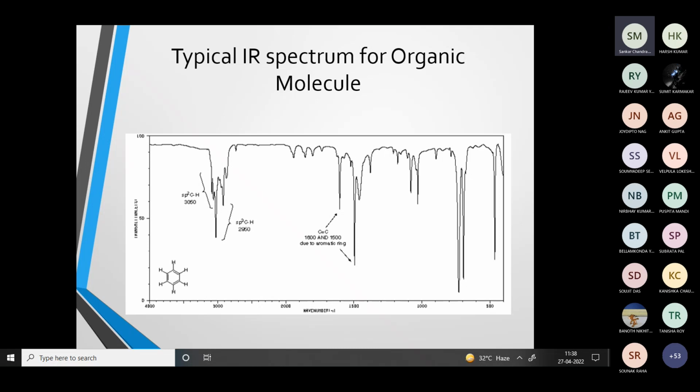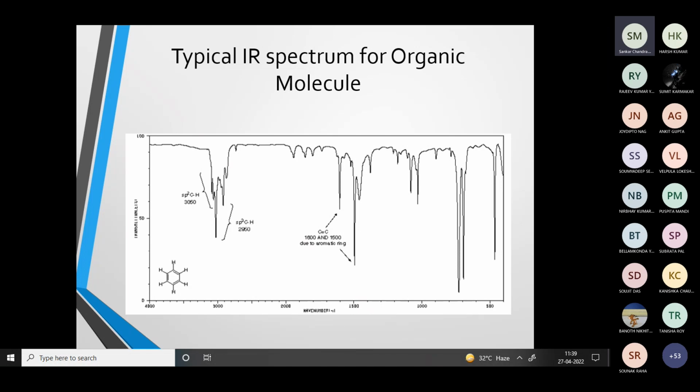Actually, 100 minus absorbance is the transmission. So this is the transmission, or absorbance, or intensity versus wave number in terms of centimeter inverse, written here.